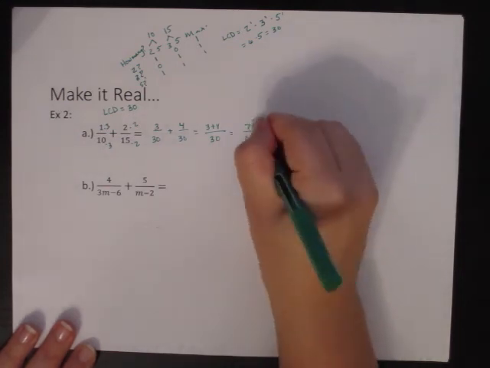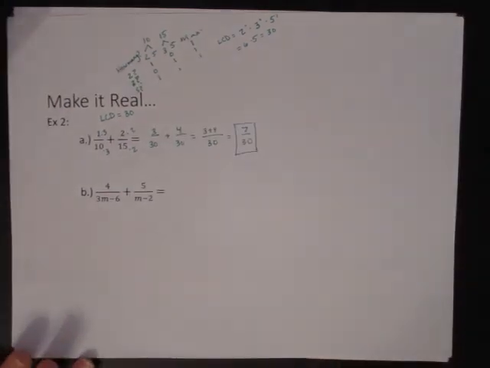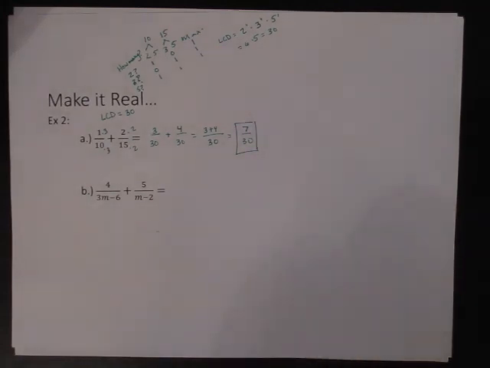The last thing I gotta do is I gotta decide, hey, can I reduce this? And 7 over 30 does not reduce, so that's as far as you can take it. Alright? Now, let's look at the next one.